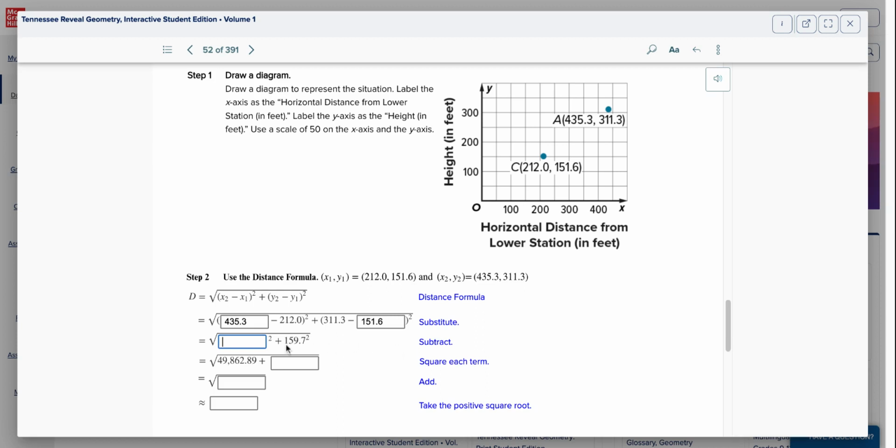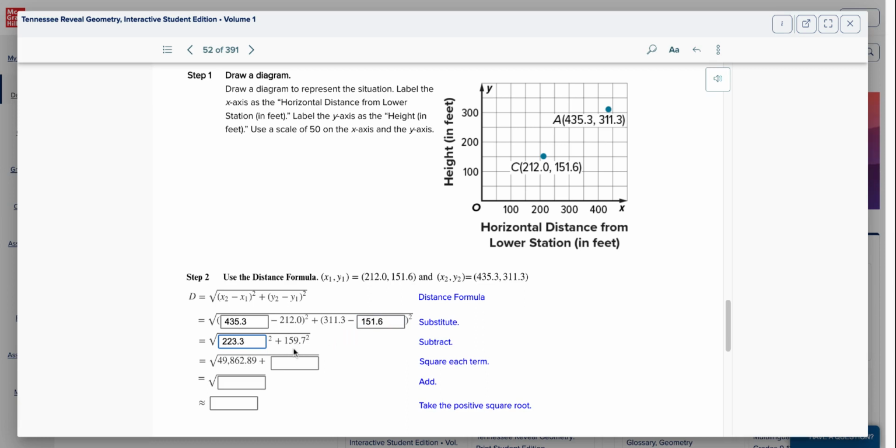All right. Grab yourself a calculator. And we're going to put in 435.3 minus 212. And I get 223.3. So put that in. 223.3. And it looks like they did the math over here for me. 311.3 minus 151.6 is 159.7.